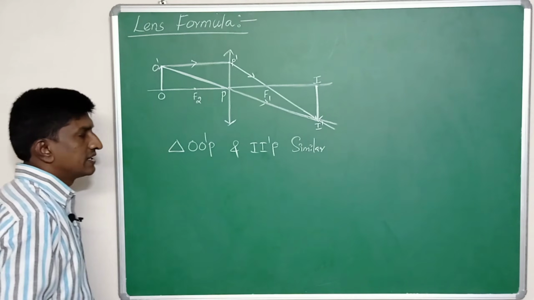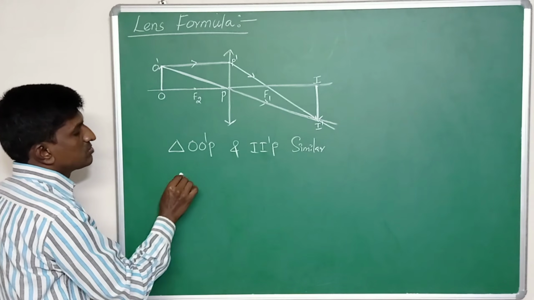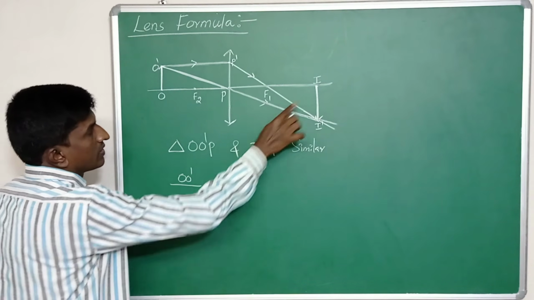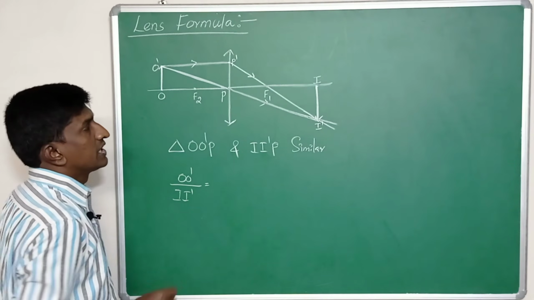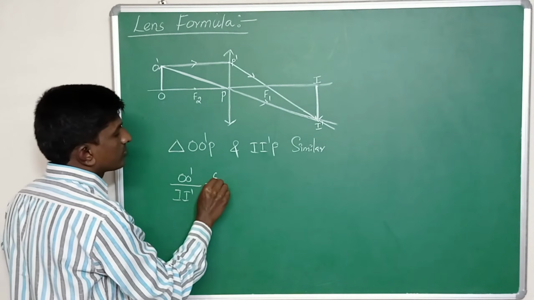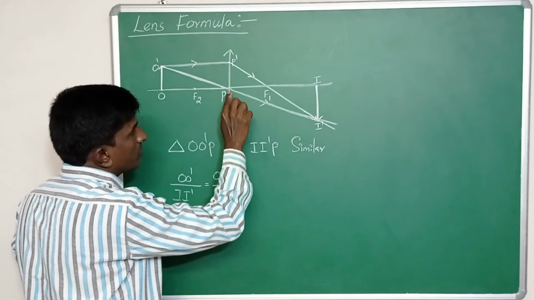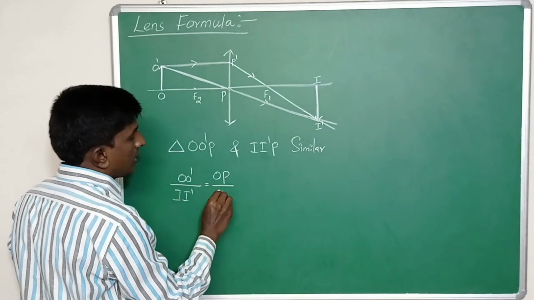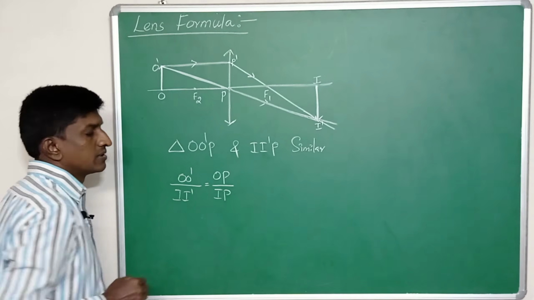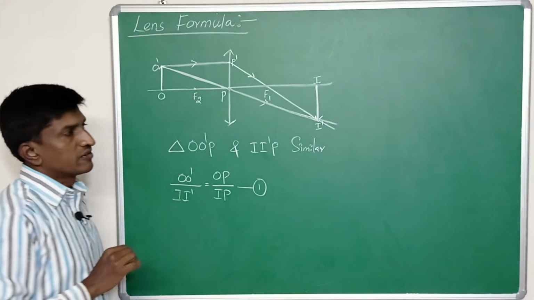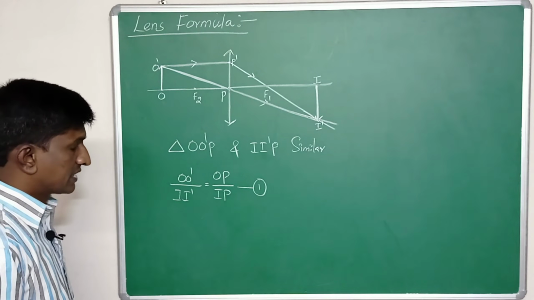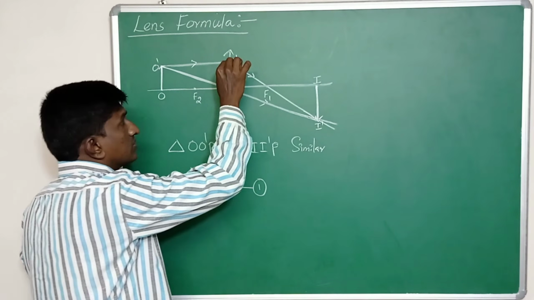So now we can write O dash O by I dash I equal to OP by IP, or PI. Let us say this is the first equation.